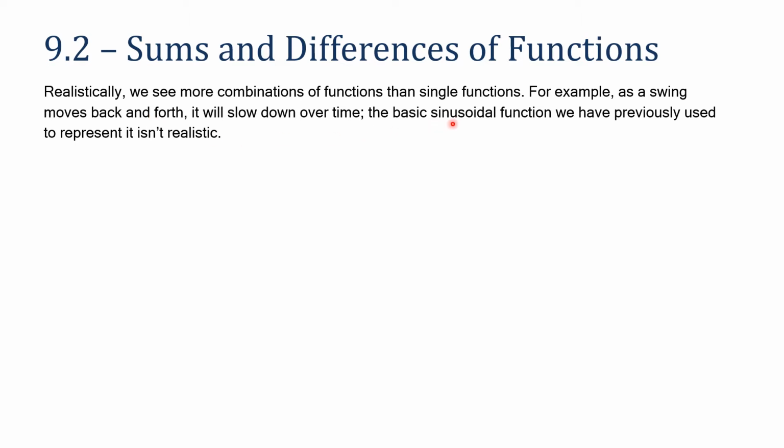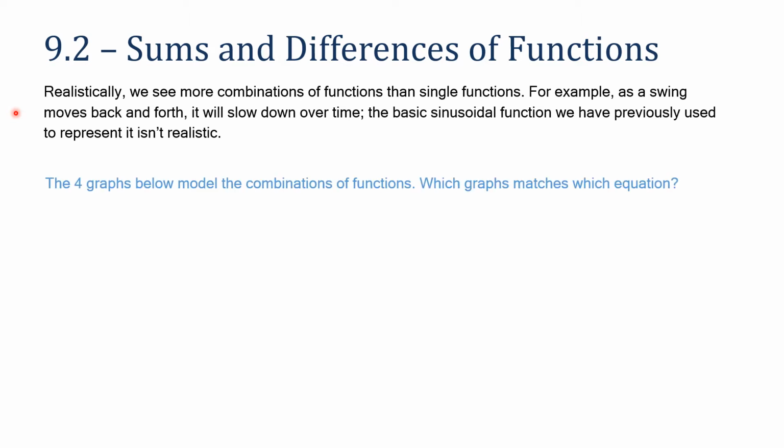What we've been doing with the sinusoidal function implies that it is constant and continuous at the same rate of change, rate of increase and decrease and all that. It's consistent all the time, but that's not realistic. A swing would not do that. It's going to slow down. So we need to start changing our functions a little bit.